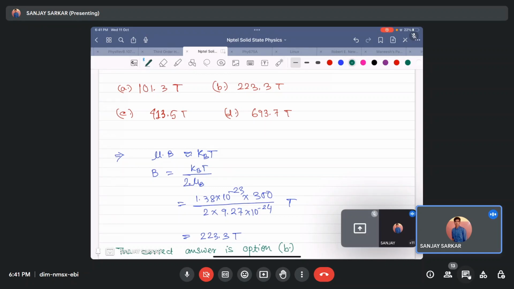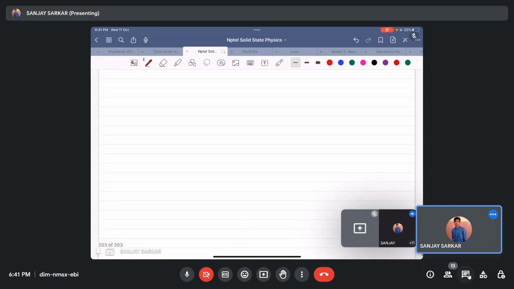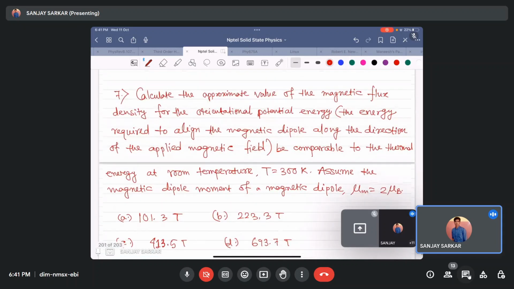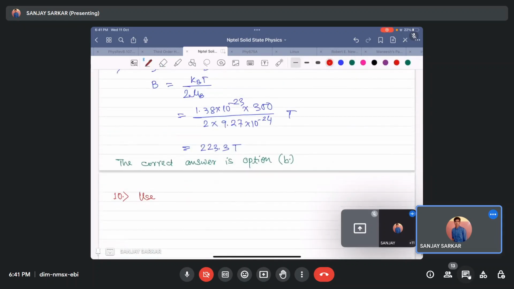So there is this question. I think everyone should solve this. This kind of question appears in any competitive exams also. So this is question number 8. Use the given relation.